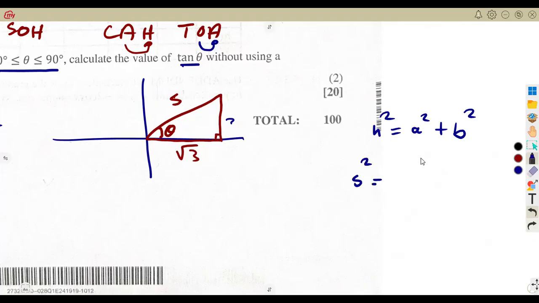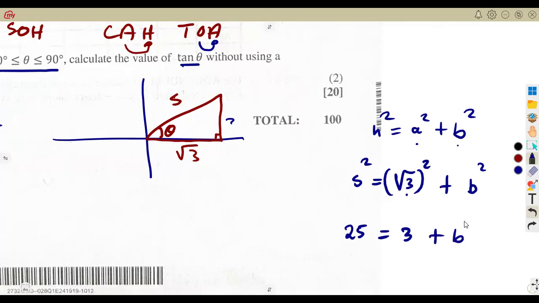So 5 squared is equal to the shorter sides. There's a square root of 3 there. So you're going to have square root of 3 squared plus b squared. 5 squared, that is 25, is equal to square root of 3 squared, that is 3, plus b squared. So take the 3 to the other side. It's going to be 25 minus 3, which is 22.